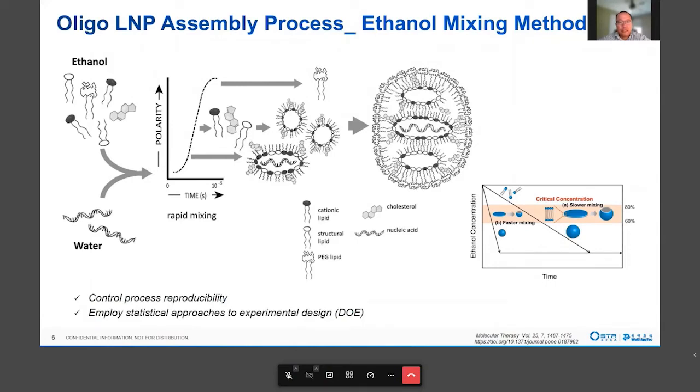The particle size and the encapsulation efficiency can be optimized by the design of the mixing device and the process to control the ethanol-water mixing ratio and the organic phase dilution rate. That is one of the keys to controlling process reproducibility. We can also apply the DOE approach to optimize the process.